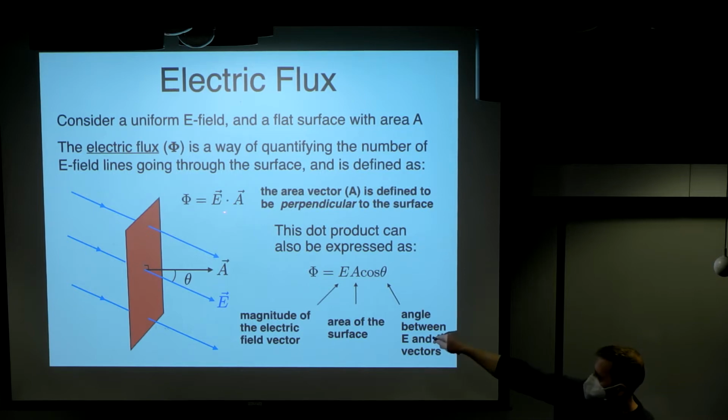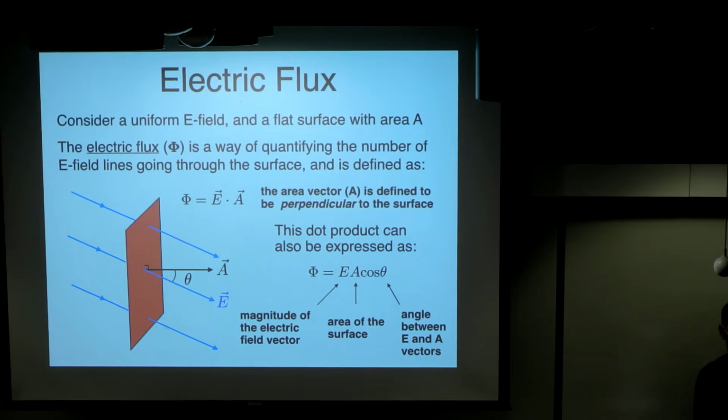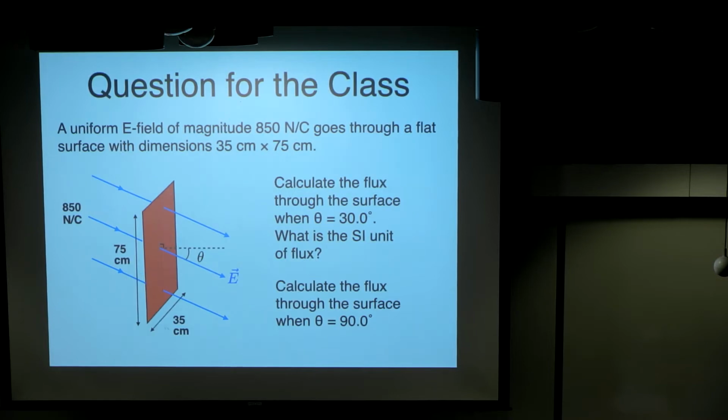So is this familiar? Hopefully we've all seen dot products before back in Physics 45. I'm just applying the idea of a dot product to this specific equation, okay? Do we have any questions so far? So that's just a formula. We can use it to calculate electric flux.